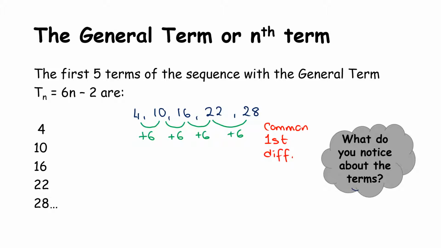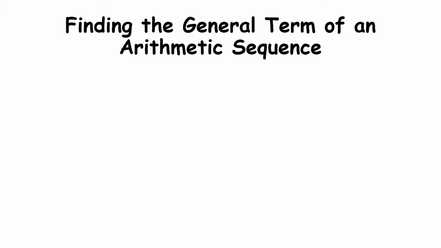Now, take a look at that common first difference and let's go back to the formula that they gave us, or the general term. Notice, and it's not a coincidence, that this common first difference, which is 6, appears as the coefficient of n. So that, like I said, is not a coincidence. And then the minus 2 is the correction that it would need. So let's take a look at how we could use this to our advantage.